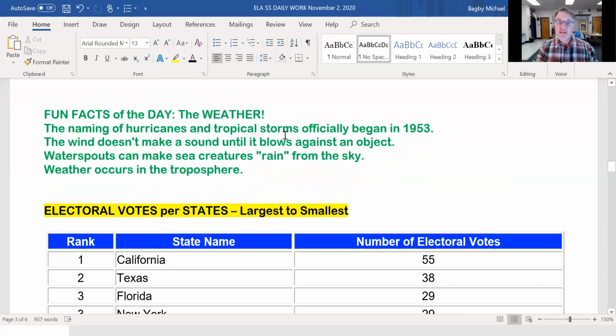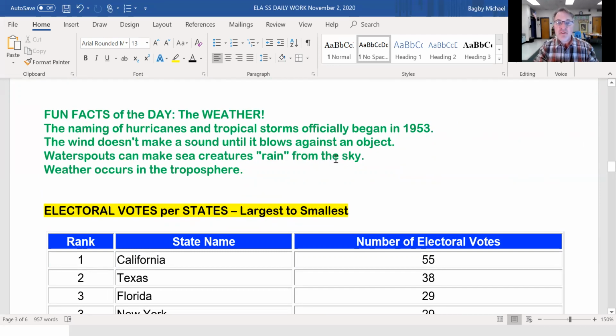The naming of hurricanes and tropical storms officially began in 1953. The wind doesn't make a sound unless it blows against an object. Now, I did not know that. That was a fun fact for me, Mr. B, because we hear sound in our ears, but it's not the wind making the sound. It's the force of the air hitting our ears that makes it go whoosh. There is no sound actually in wind unless it hits something.